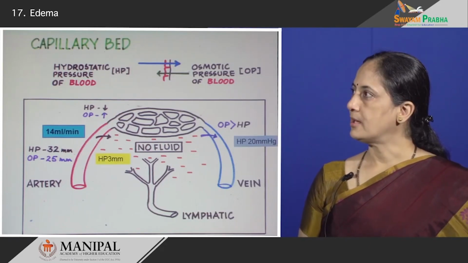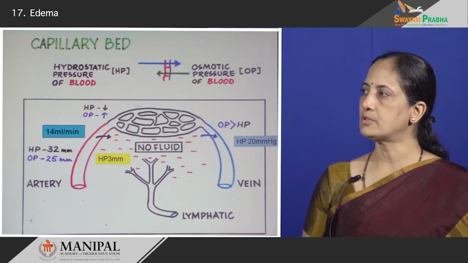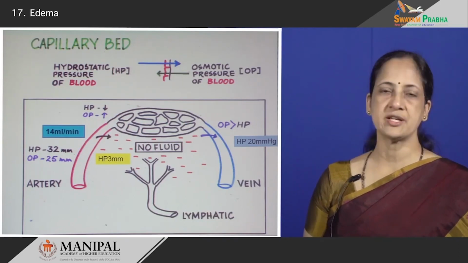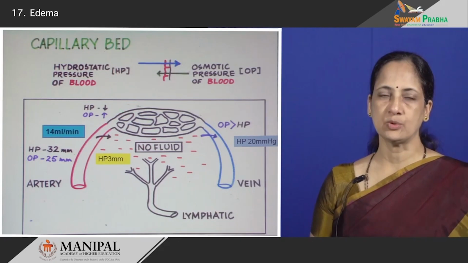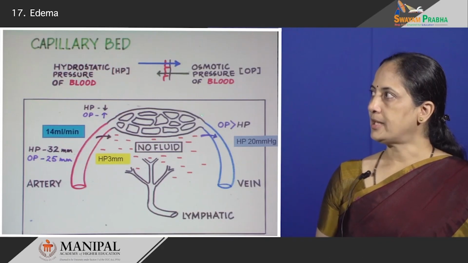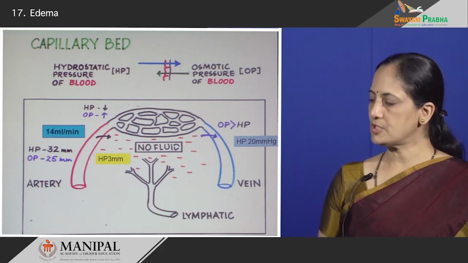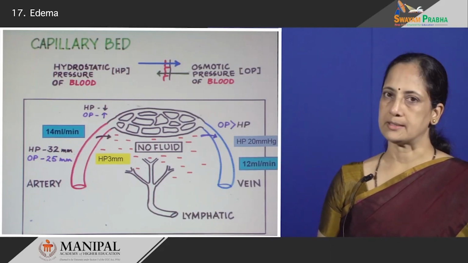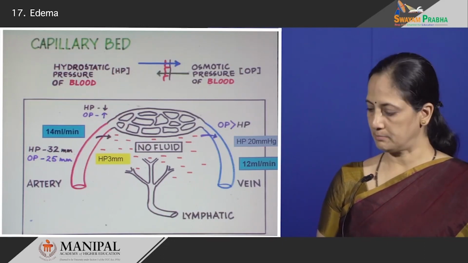Now, as this fluid moves towards the venous end of the microcirculation, because of the fluid moving out of the vasculature, the colloid osmotic pressure progressively increases because the concentration of the solutes goes up. Remember that the capillary walls are selectively permeable and do not allow albumin to move out into the interstitial compartment. Because the osmotic pressure is higher than the hydrostatic pressure at the venous end, it draws back the fluid that has escaped into the interstitium into the intravascular compartment. Approximately 12 ml per minute migrates back into the vascular compartment.